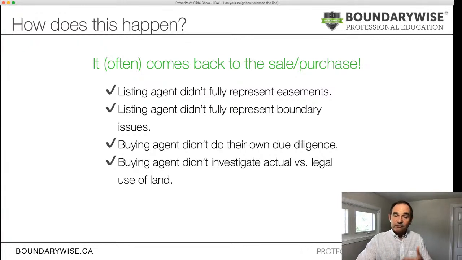Happens all the time. On the buying side, do not assume that the listing agent has told you everything. Do not assume that the listing agent even knew everything to be able to tell you. Do your research, do your client a favor, and try to help them not buy into some sort of legal problem or boundary dispute or nightmare scenario where all of a sudden their dream home has turned into a nightmare.